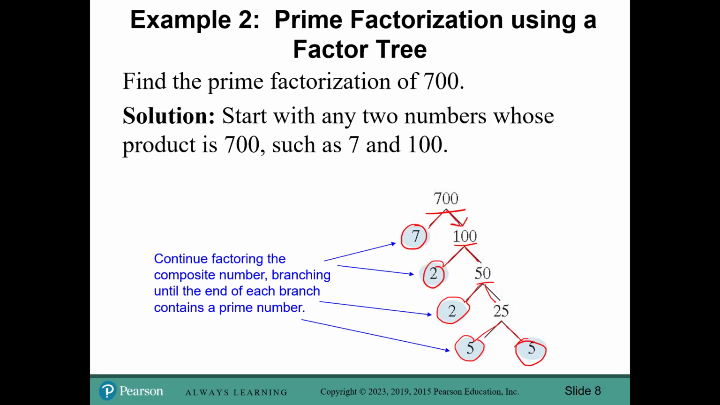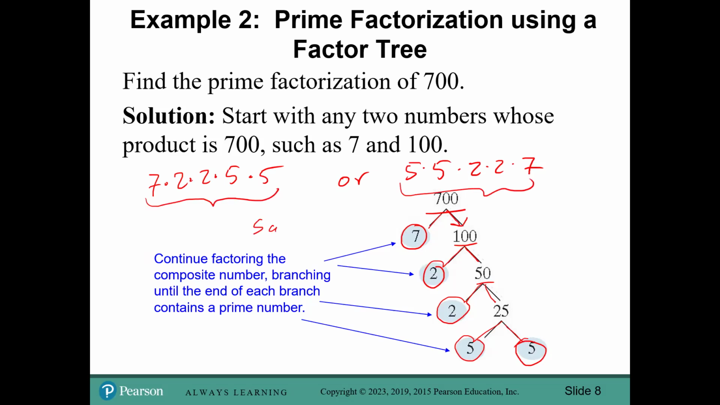Now, I'd mentioned back here about up to order. I can write this in several ways. I can write this as 7 times 2 times 2 times 5 times 5, right? Or I could write this backwards and go 5 times 5 times 2 times 2 times 7, but these are not unique. This and this is the same list of numbers. And it's got the same number of each number. There's two 2s in both and there's two 5s in both.